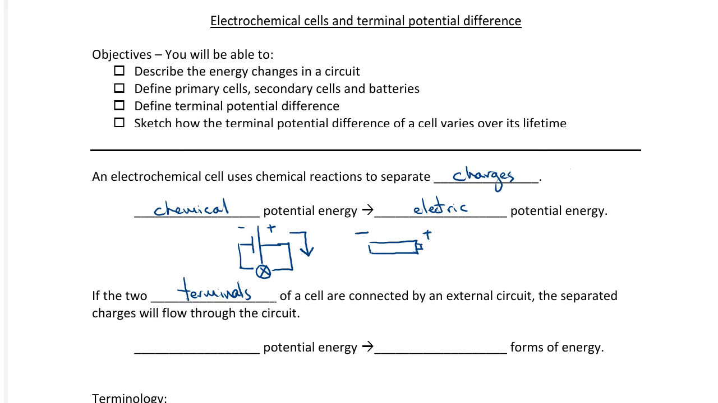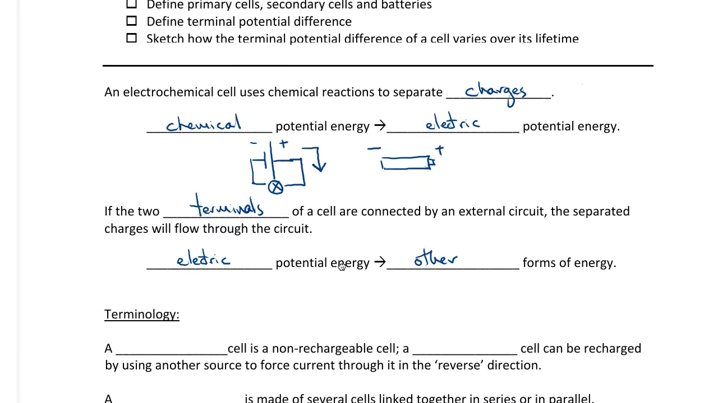And in doing so, that electric potential energy will be transformed into other forms of energy. In the case of a light bulb, into light energy and heat energy; if it's a loudspeaker, into sound energy; if it's an electric motor, into kinetic energy. So the goal of connecting the cell to a circuit is to take that electric potential energy that's been stored in the separated charges and transform that into other forms of energy.